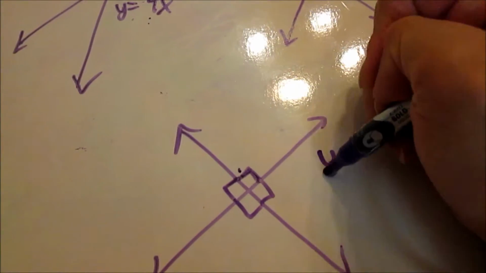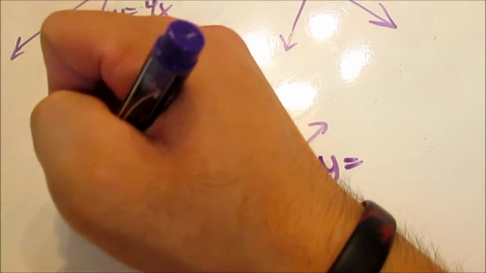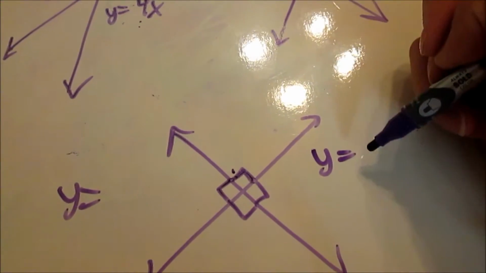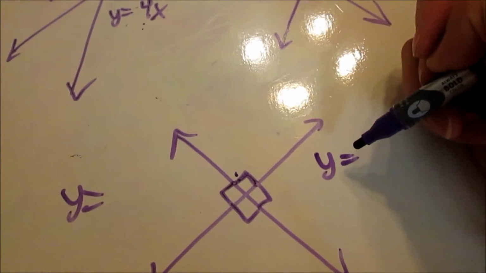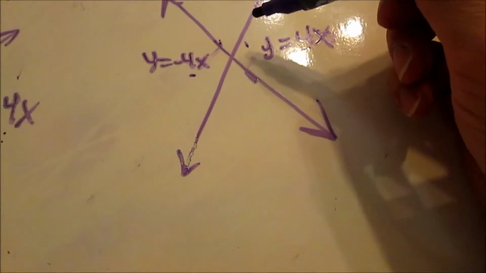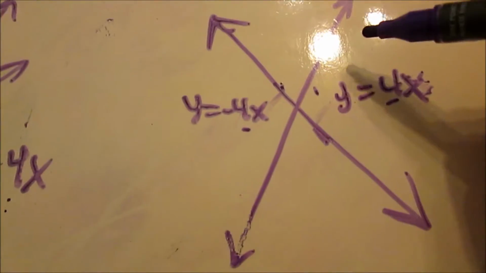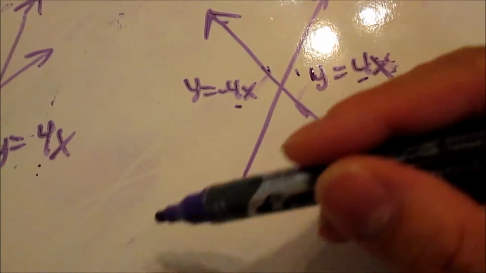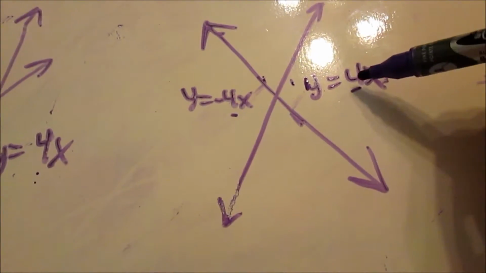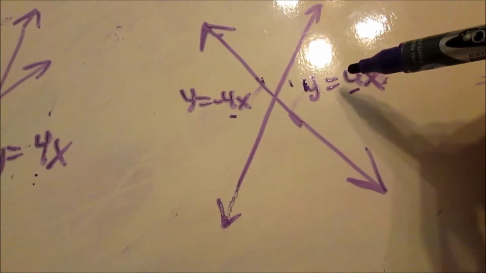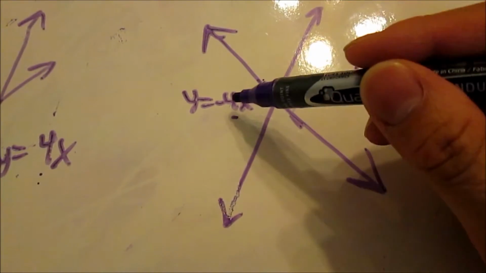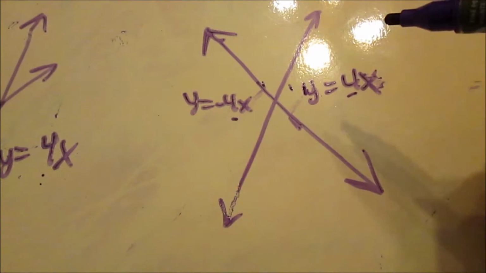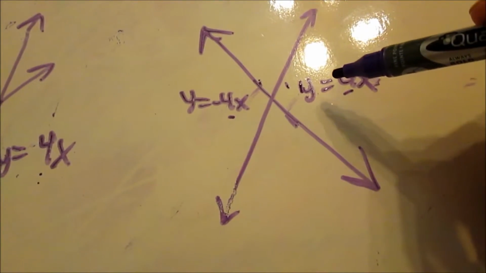Now, there has to be something special about these perpendicular lines. It's particularly something special with their slopes. Let's say this is like an introduction to perpendicular lines. The two slopes are opposite. One is positive 4, the other is negative 4. But they are the same steepness.